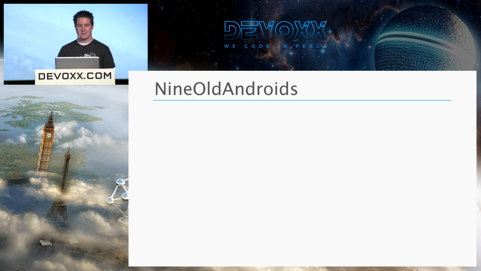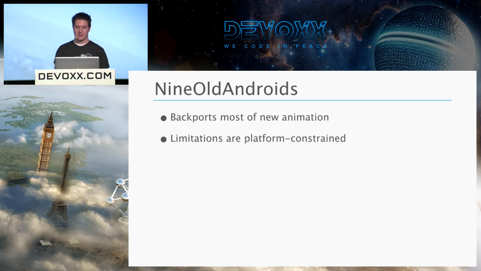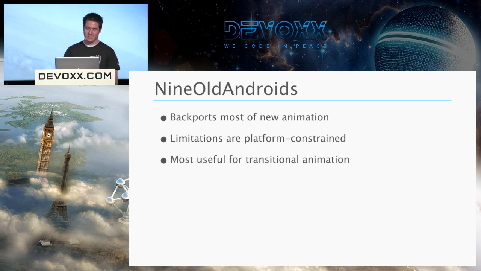So NineOldAndroids. How many of you have heard of this? And are any of you using this? All right, that's surprising. So this is a backport of the new animation framework. It does have limitations, but those limitations exist in the older versions of the platform, not the library itself. It's most useful for transition animations, so when something's coming in or out of the screen, or you're moving something from one place to another, and then it's going to remain at that location.